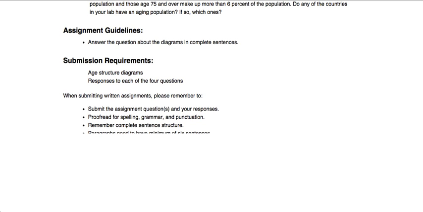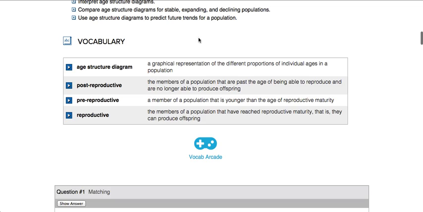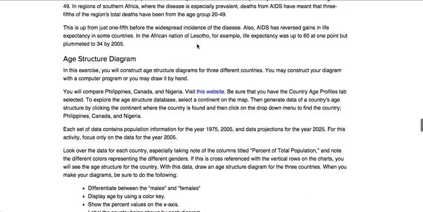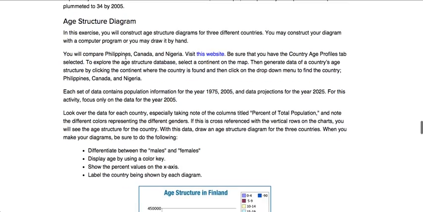My computer's being a little finicky right here. But if you go back into the lesson, there is a website that asks you to click on it to go to view and compare the populations of the Philippines, Canada, and Nigeria.